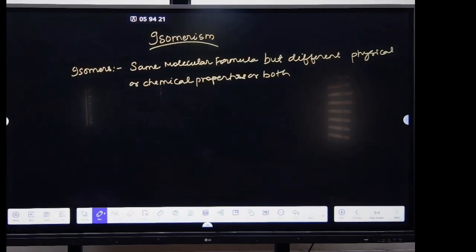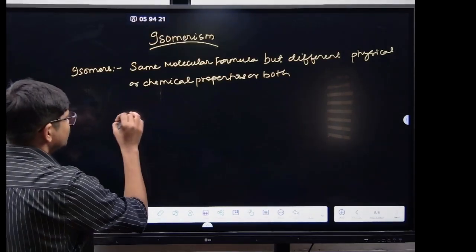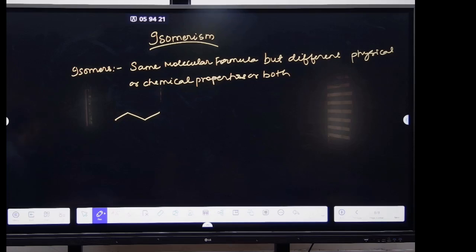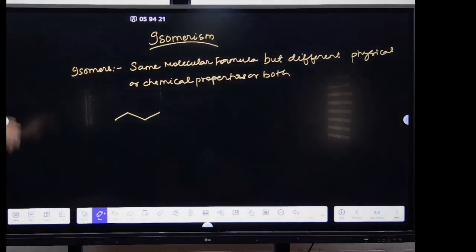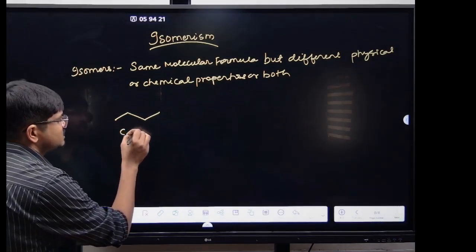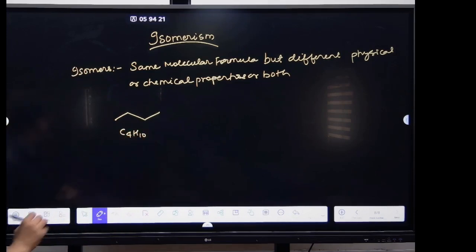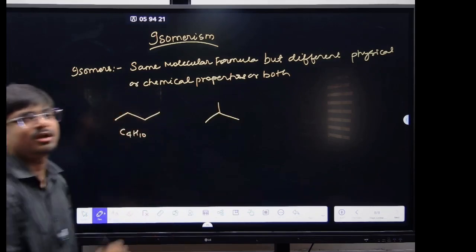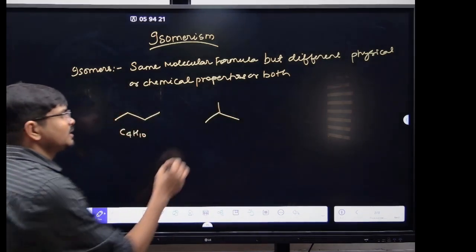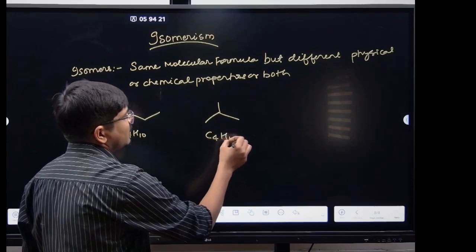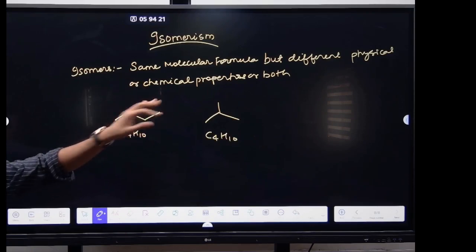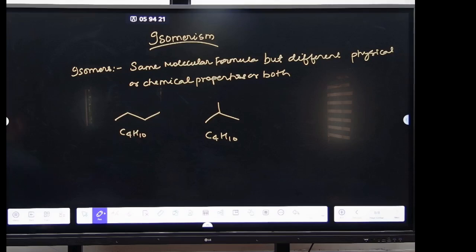For example, you see this one, right? What is the molecular formula for this one? It is a hydrocarbon, right? So the molecular formula for this one is C4H10. Similarly, if I write this compound like this one, again the molecular formula is not changing. The molecular formula is the same, but still the properties are different. So they are isomers.